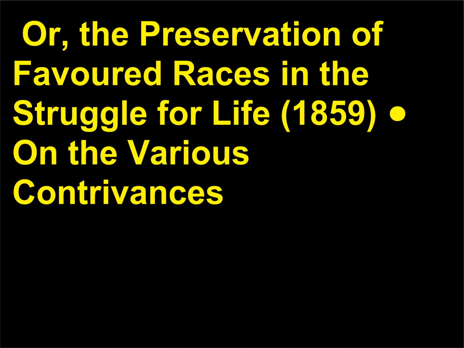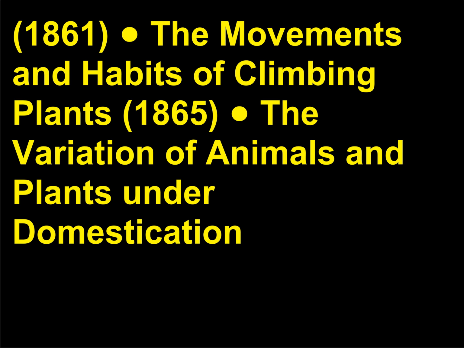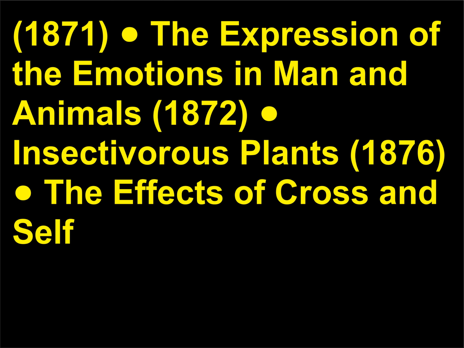1859, On the Various Contrivances by which British and Foreign Orchids Are Fertilized by Insects, and on the Good Effects of Intercrossing. 1861, The Movements and Habits of Climbing Plants. 1865, The Variation of Animals and Plants under Domestication. 1868, The Descent of Man, and Selection in Relation to Sex. 1871, The Expression of the Emotions in Man and Animals.